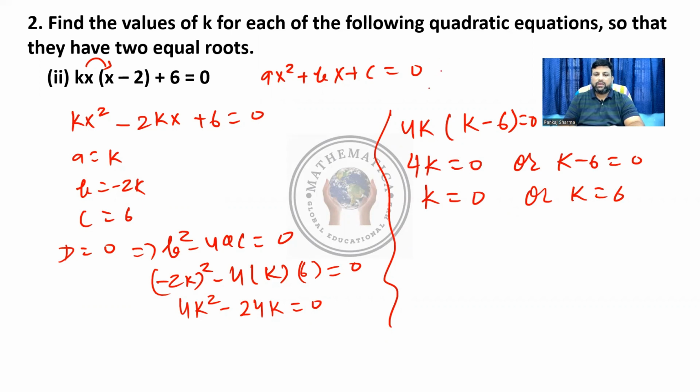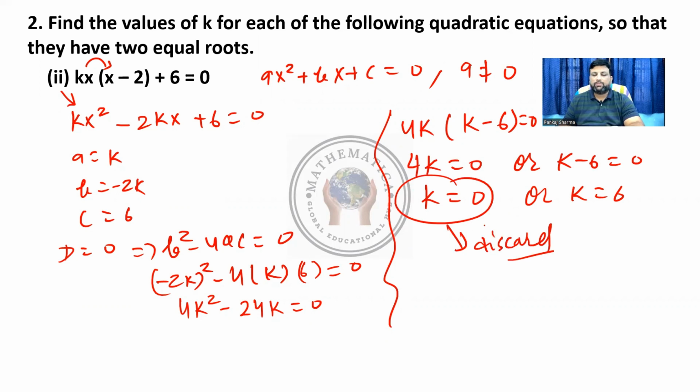So everybody knows if any quadratic equation is given, a cannot be equal to 0. It means the coefficient of x square. So k is what? The coefficient of x square. This answer we can discard because the value of k cannot be 0. If the value of k becomes 0, this will not be a quadratic equation. So we can accept this solution only, k is equal to 6. So that is the answer of question number second, second part.